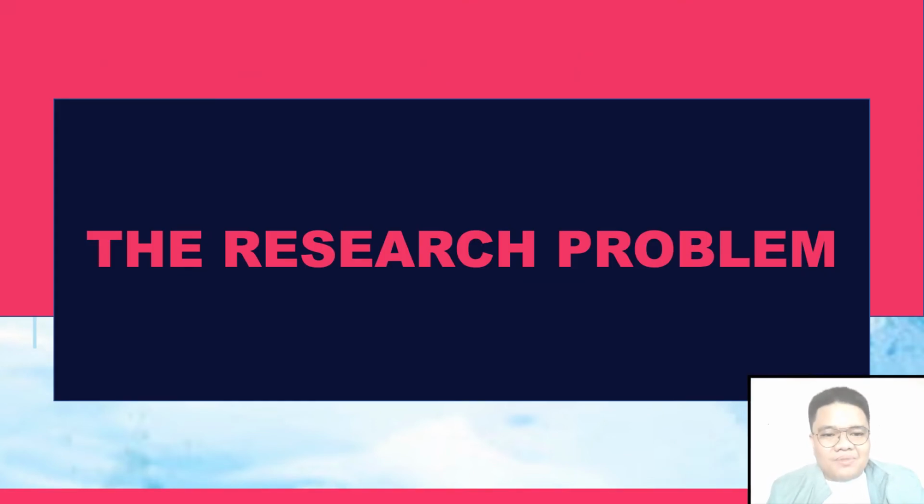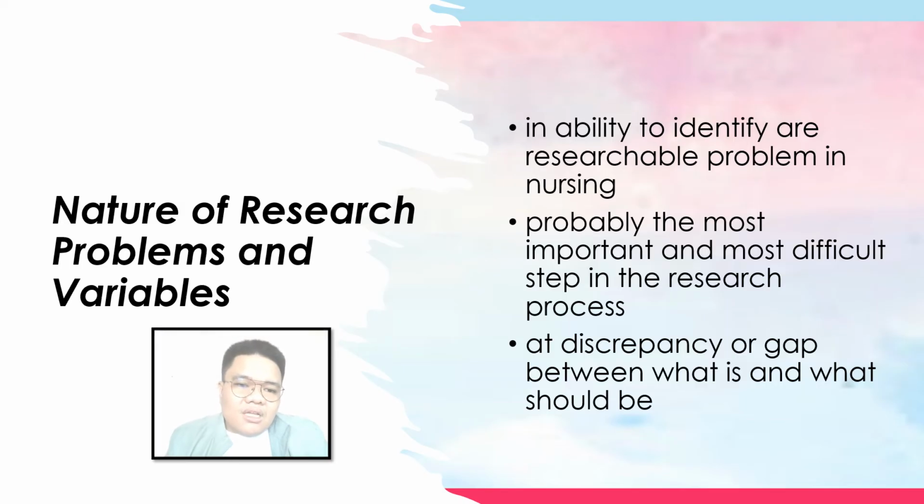The research problem. We've been talking about the research problem from the start, hence a reiteration. The nature of the research problem and the variables. So you need to have the ability to identify the researchable problem. It's the most difficult step in the research process. If you can recall the words of Albert Einstein, he would say that defining the problem would solve half of the problem. Okay? Not his exact words, but you can search on that. A discrepancy or gap between what is and what should be. Again, when I say research problem, it is a discrepancy between what is and what should be.